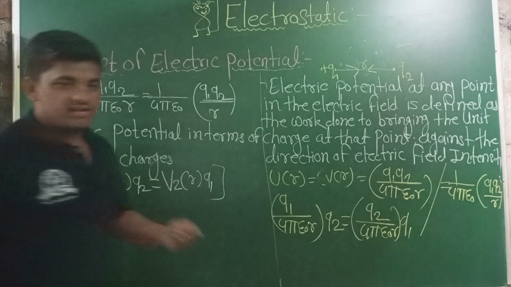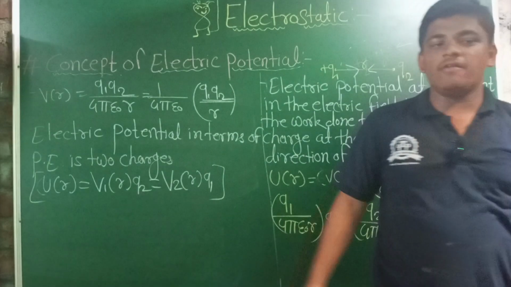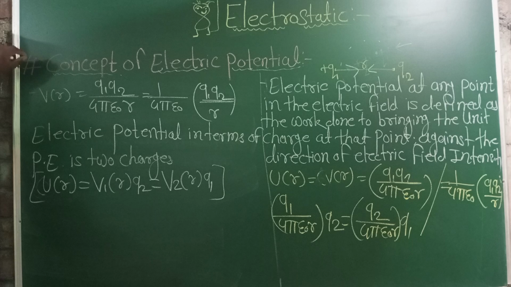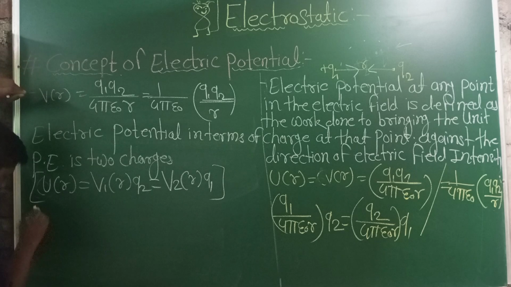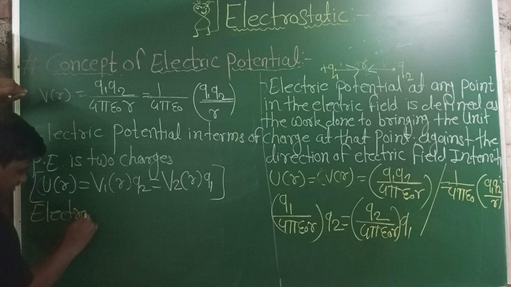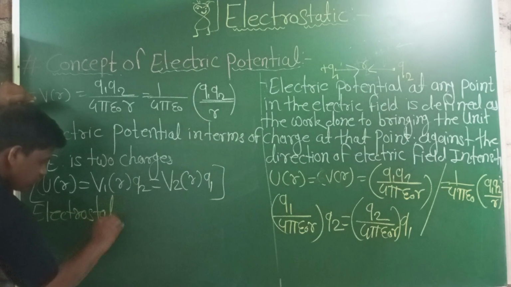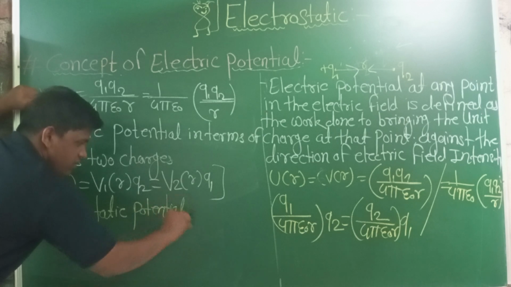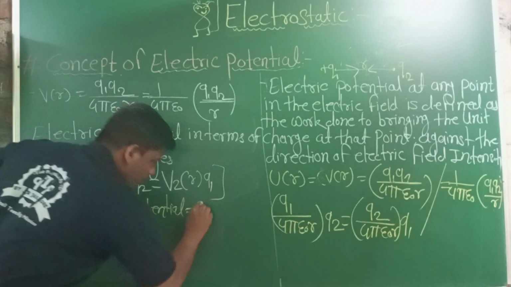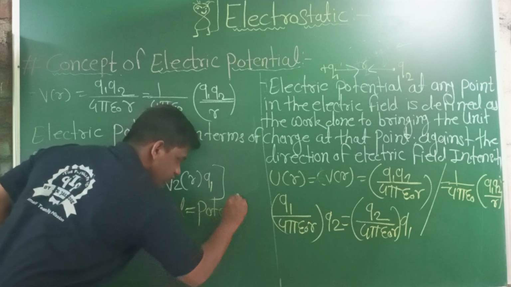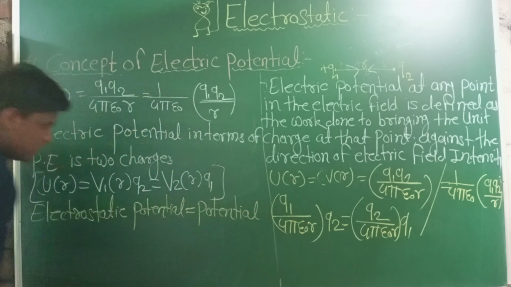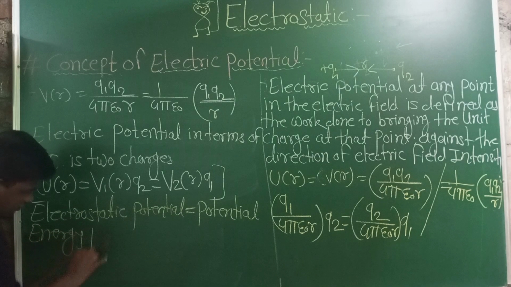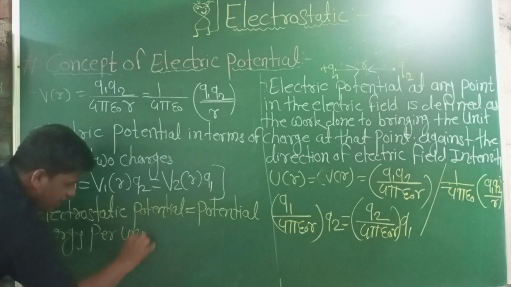Now let's go to another side. The electrostatic potential is equal to the potential energy per unit charge. Electrostatic potential is equal to potential energy per unit charge.